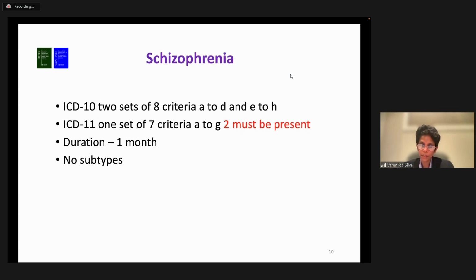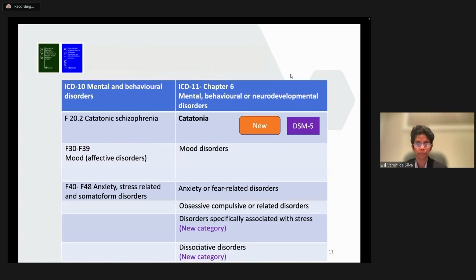So there is a set of 7 symptoms and 2 must be present. So there is no hierarchy of symptoms in the ICD-11. Again, similar to the DSM. The duration hasn't changed. It is 1 month. And interestingly, there are no subtypes of schizophrenia. So I think it makes life a little bit easier for the trainees. They don't have to identify subtypes at exams, I guess.